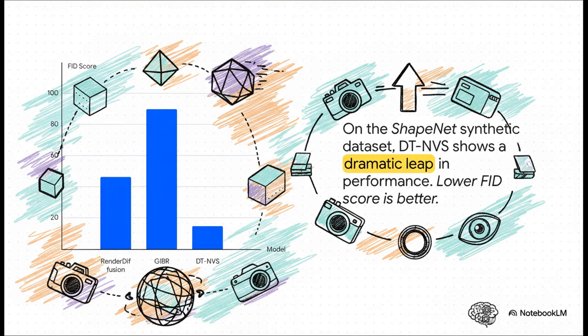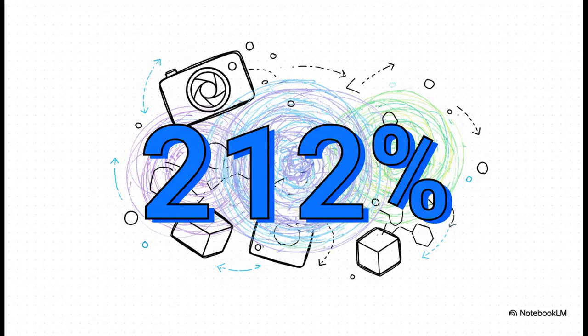And when you test it on synthetic data, like in a controlled lab environment, that's when things get truly wild. On this dataset, DT-NVS scores a ridiculously low 14.9. I mean, look at that chart. It's not even a competition. It absolutely blows the other models out of the water. 212%. Let that sink in. On some of these tests, that's how much better it performed than other diffusion models. A number like that, that's not just a small step forward. That's a giant leap. It's a true breakthrough.